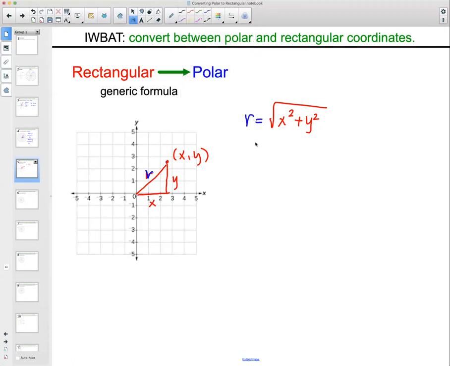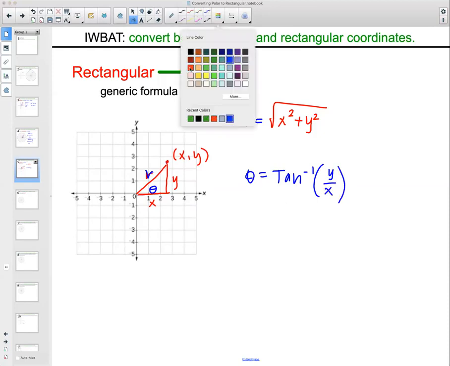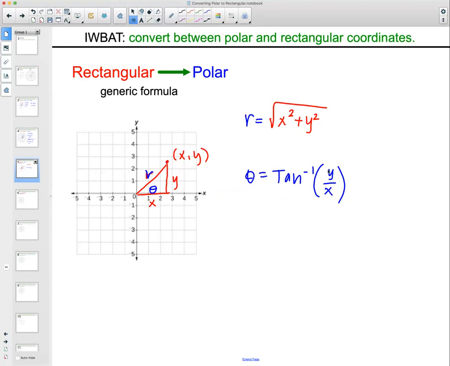Then to get theta, we'll do the tan inverse because we're always going to have the y and the x from the rectangular. So we're going to have the opposite and the adjacent. So we're always going to do a tan inverse of the opposite y over the adjacent x. And those x and y are going to come from your rectangular point.